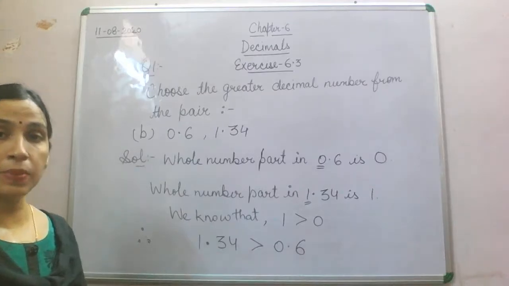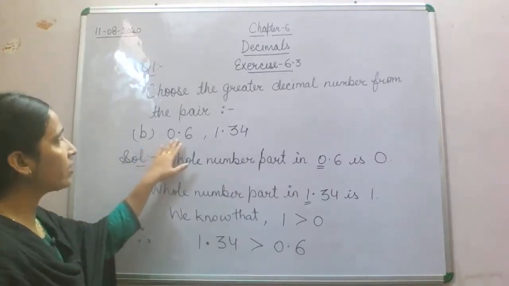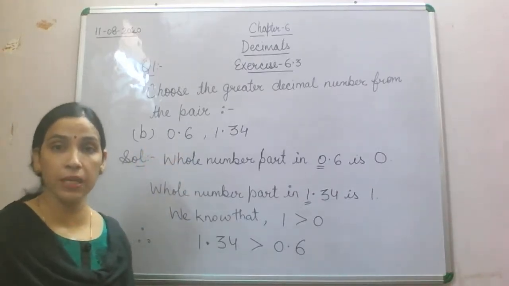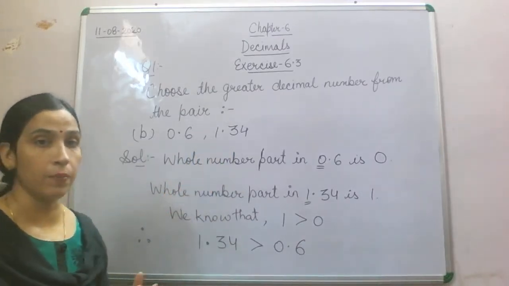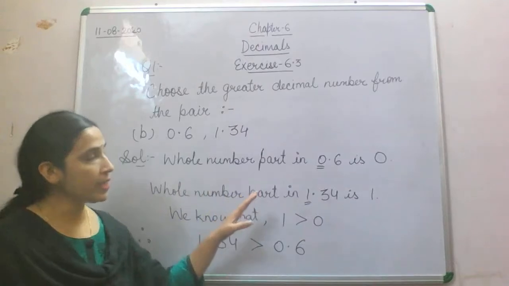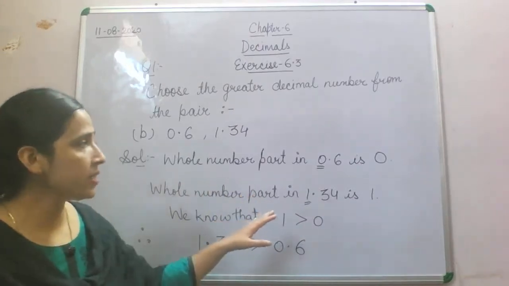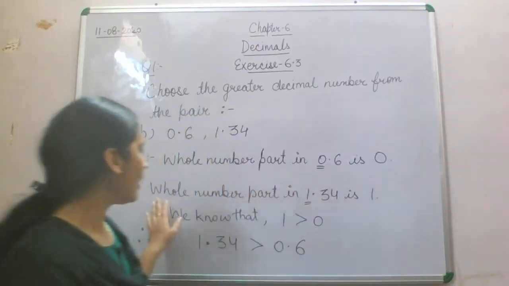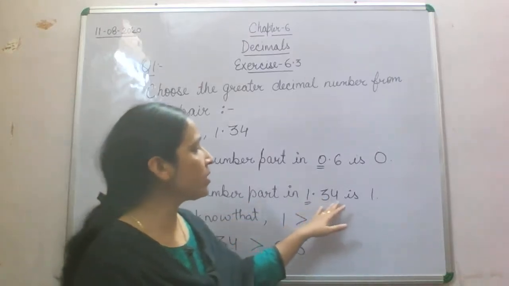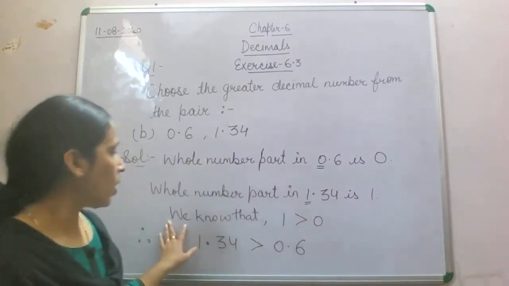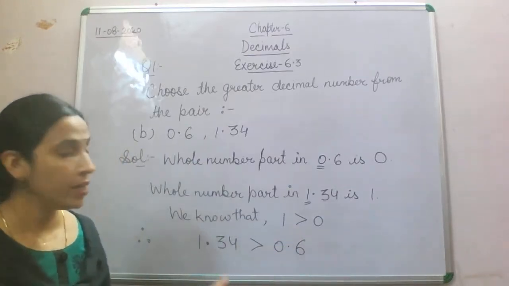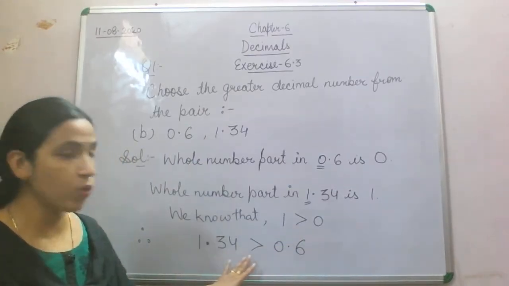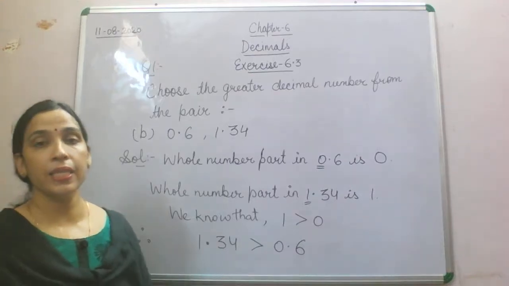Now let's see this B part once again. You have been given 0.6, the first decimal number, and then 1.34, the second decimal number. So the whole number part in 0.6 is 0 and the whole number part in 1.34 is 1. Now we know that 1 is greater than 0, that you all know. Therefore 1.34 is greater than 0.6.